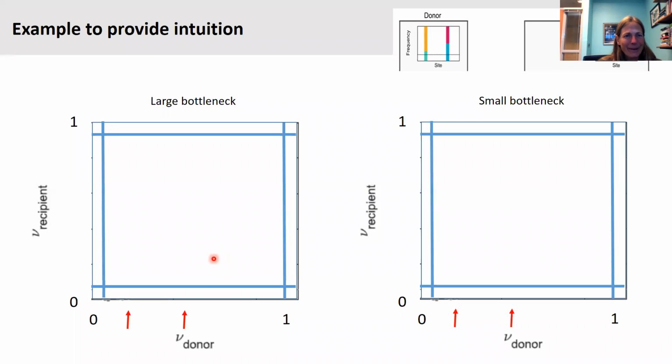So a thought experiment, okay? An example to provide intuition. Let's say we have a variant at a certain frequency in the donor. It might be at 45% frequency in the donor, like this blue variant over here at the site. If there's a very large transmission bottleneck, what is the frequency that we would expect in the recipient?